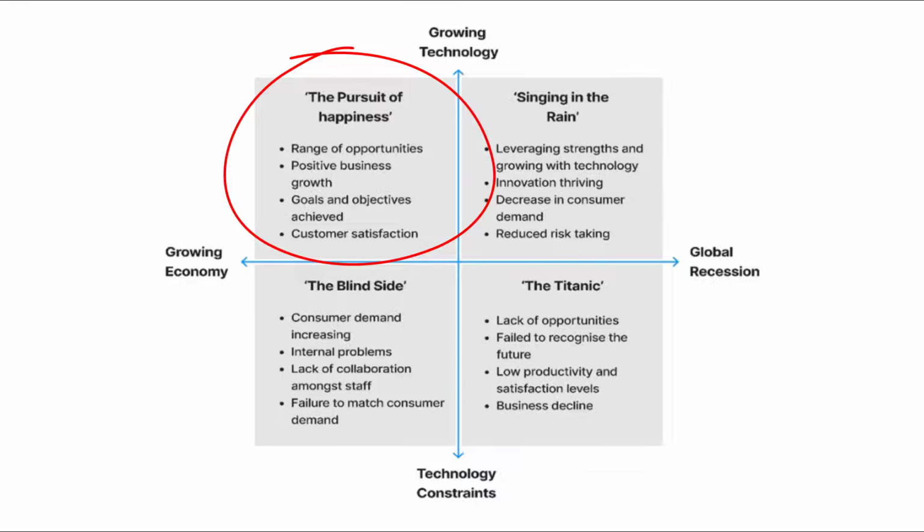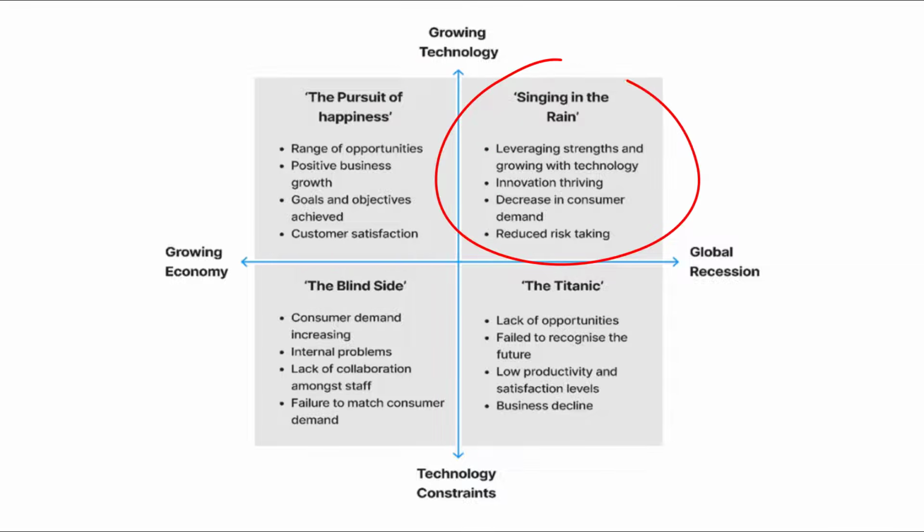Businesses can expect a range of opportunities and positive business growth. They're reaching their goals and objectives, and their customer satisfaction and employee satisfaction is at an ultimate high, so they have no complaints in this department. Over to the right, we can see Singin' in the Rain, in terms of growing technology and a global recession. If we think of the most plausible and possible outcome, I think this sounds like the most likely one. I'll go over the other two just to make sure, but I think this is the one that we're going to be left with.